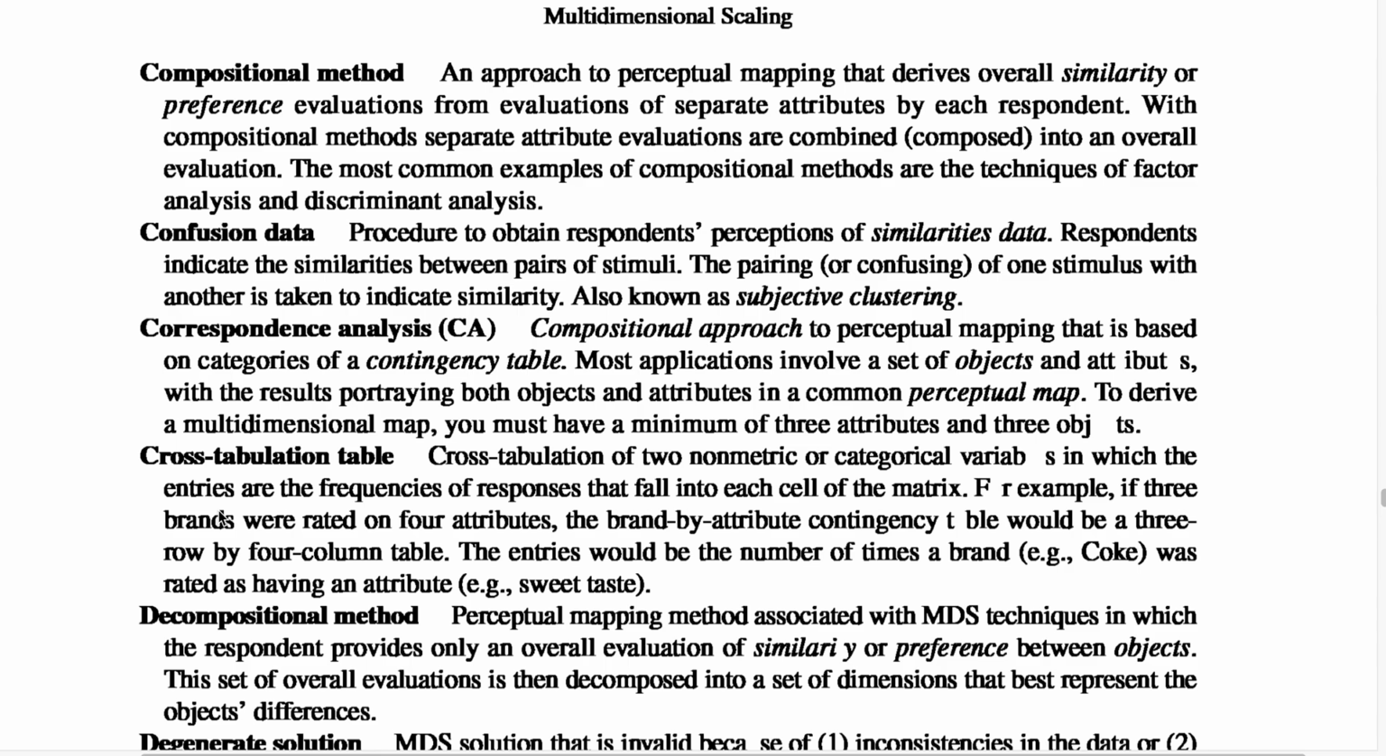A compositional approach to perceptual mapping that is based on categories of a contingency table. Most applications involve a set of objects and attributes, with the result portraying both objects and attributes in a common perceptual map. To derive a multidimensional map, you must have a minimum of three attributes and three objects.